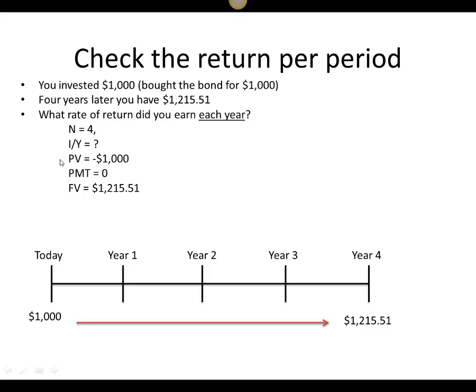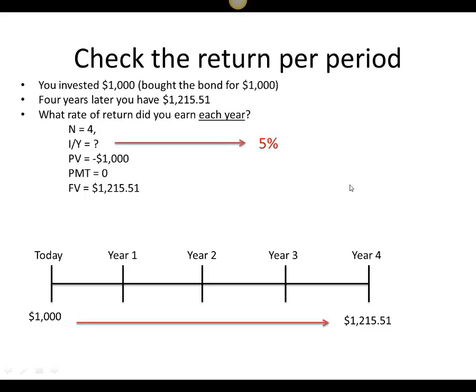Our present value for our calculator, we put in a minus 1,000 because that's what we purchased the bond for. Our payment is 0 because we've already taken that into account, and we're just saying what if we just got this accumulated value at the end. And so our future value is that. When we solve for I/Y, we get 5%.